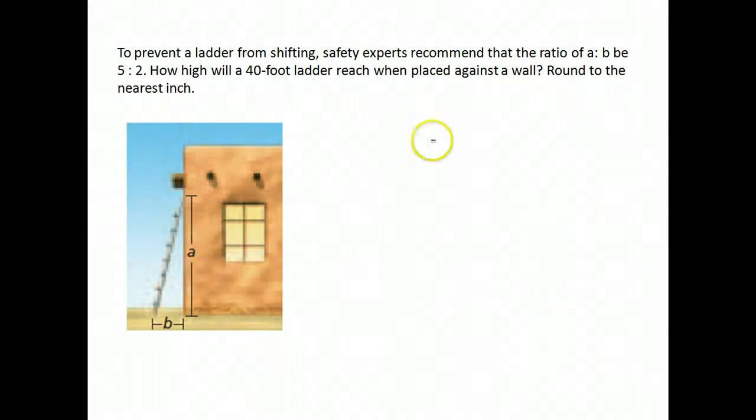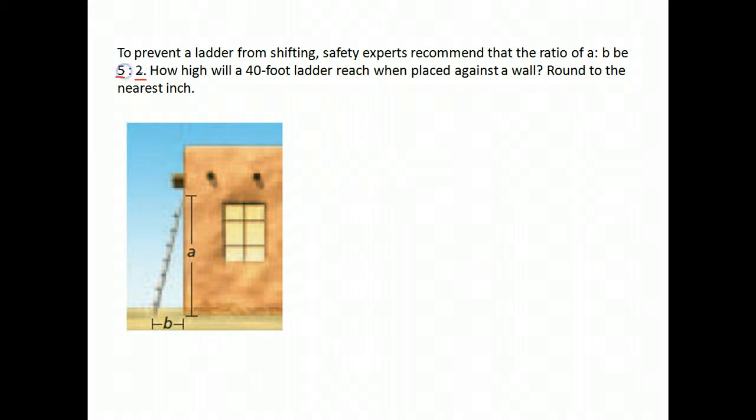All right, to prevent a ladder from shifting, safety experts recommend the ratio of A to B being 5 to 2. How high will a 40-foot ladder reach when placed against a wall? So they gave us a figure here. The height on the wall is A, the distance away from the wall at the bottom is B. And again, it wanted that ratio to be 5 to 2.